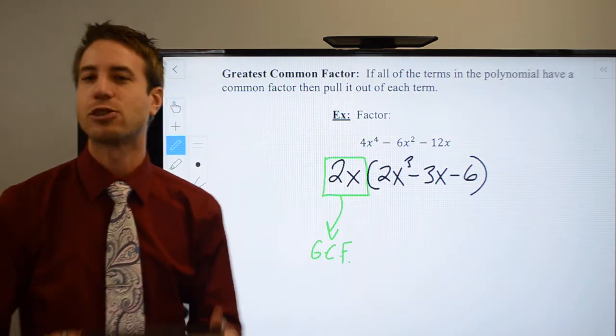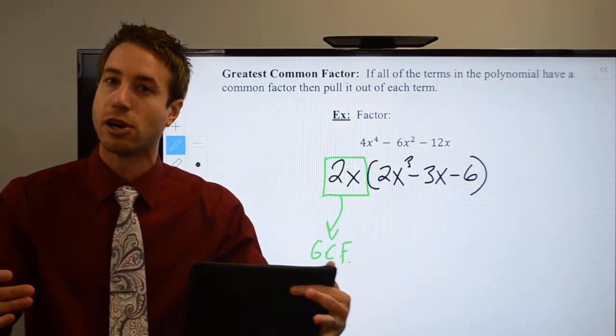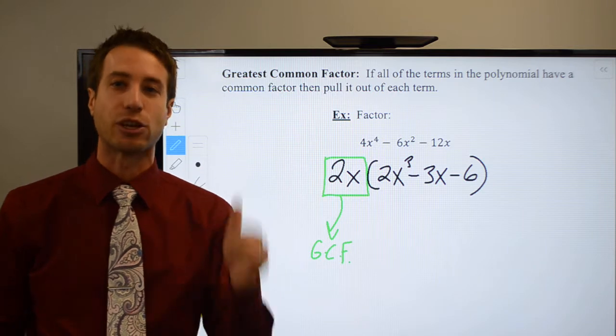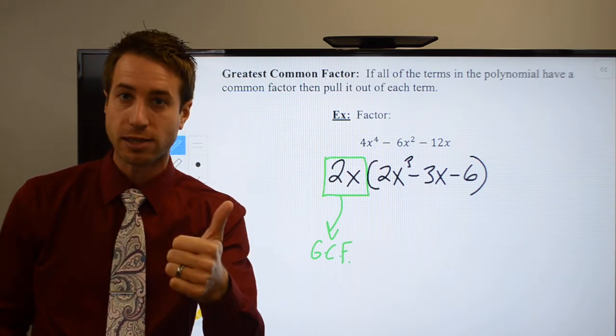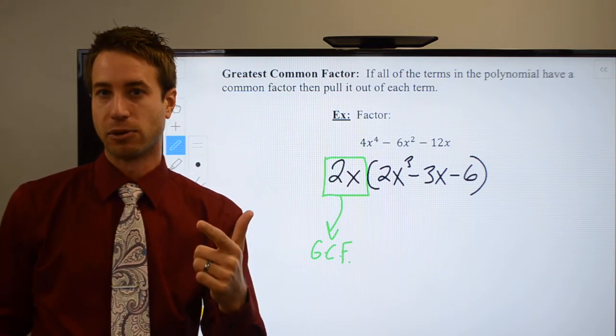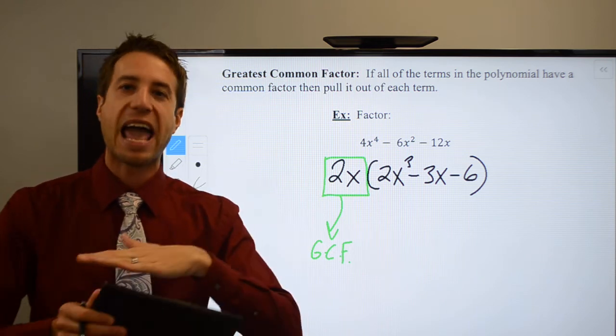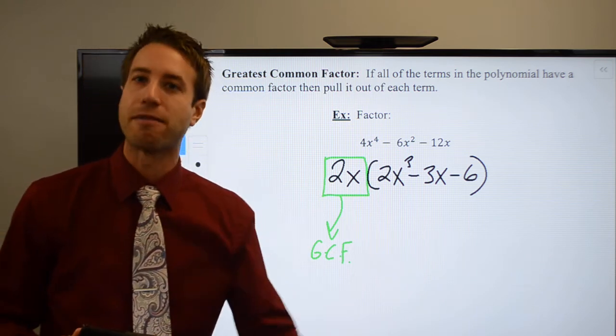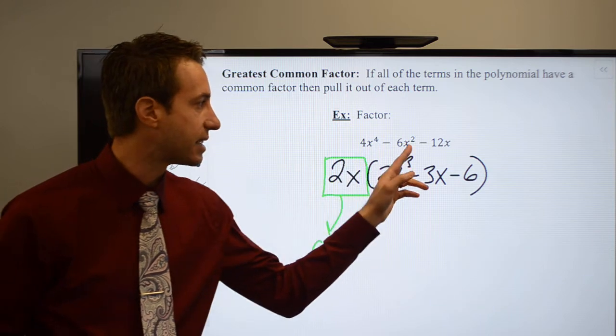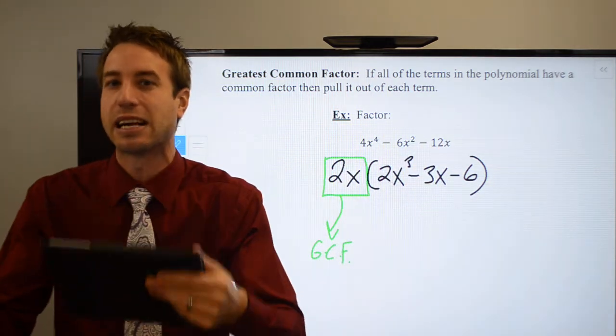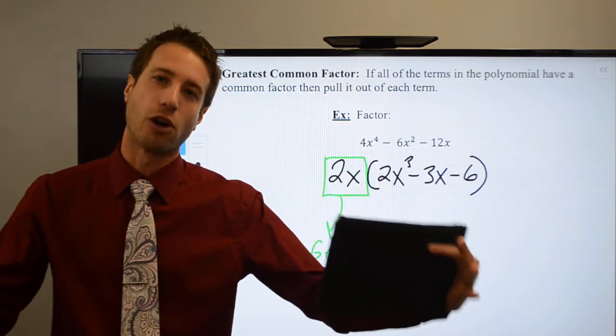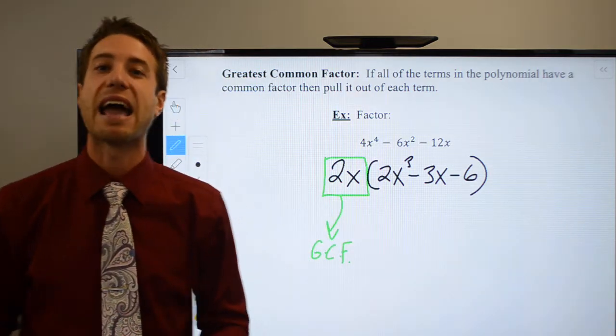So again, what you're doing is looking at all of your terms, checking to see if you have a GCF of both the constant terms and the variables that are present. But remember, that GCF has to be in every single term. It's got to be present in all the terms. It can't just be present in a couple of them. It's got to be present in all of the terms so you can pull it out of everybody.